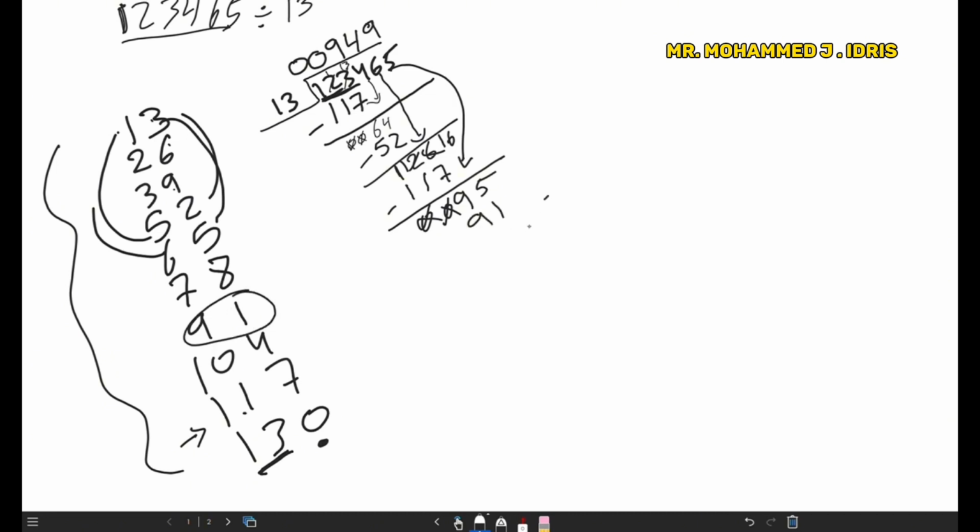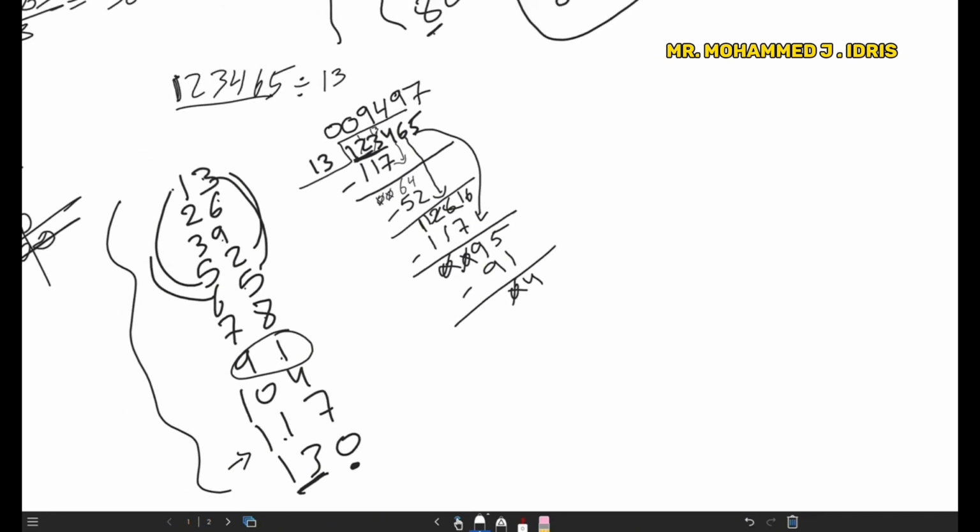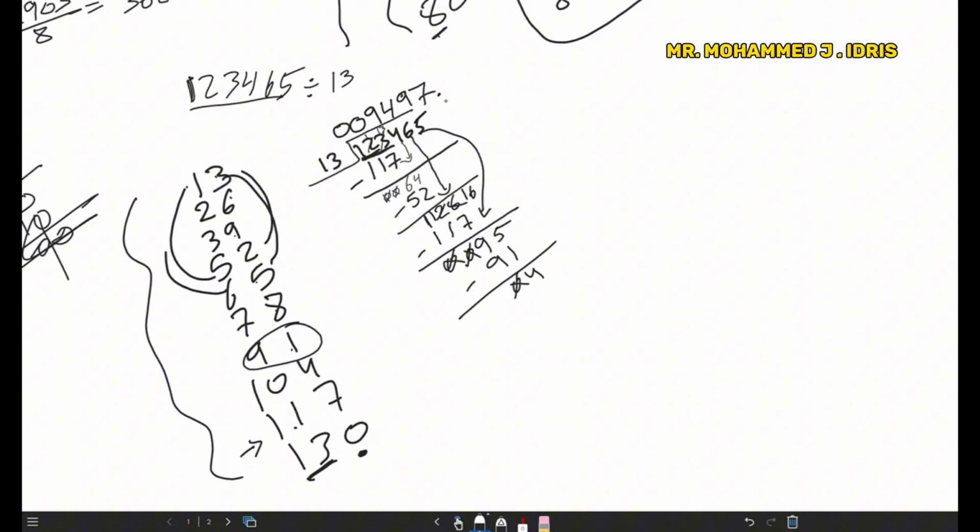Which is closest to 95? 91 here, 91. Which comes from 1, 2, 3, 4, 5, 6, 7. Which comes from 7. Again, you subtract 5 minus 1, 4, 9 minus 9, 0. Not important. Since I'm not done and I don't have any other digits to put down, I'm going to put a decimal point so I can add as many zeros as I want.